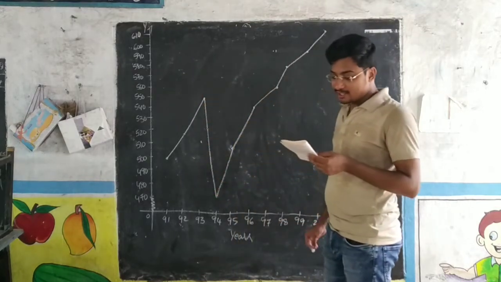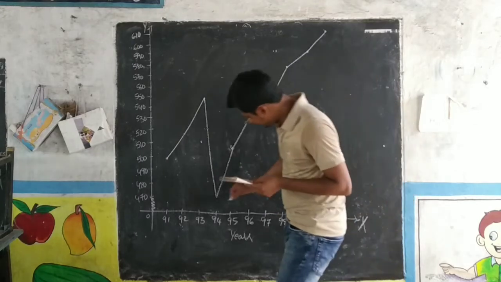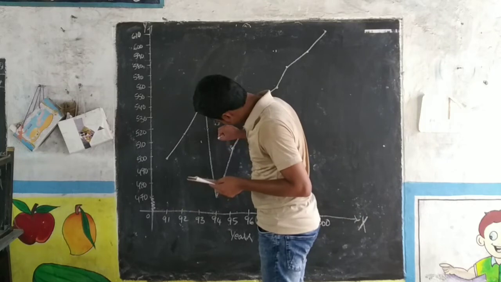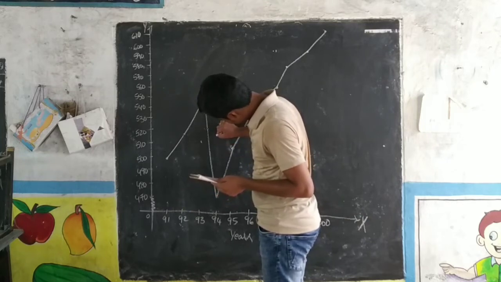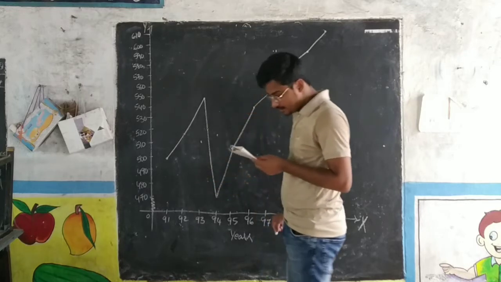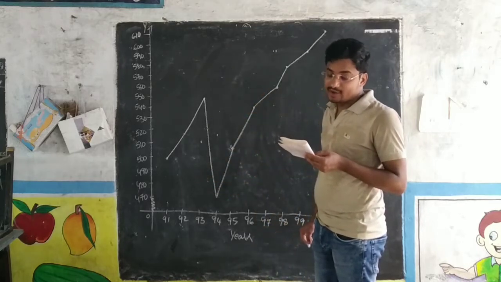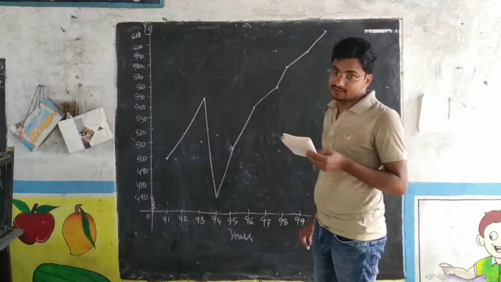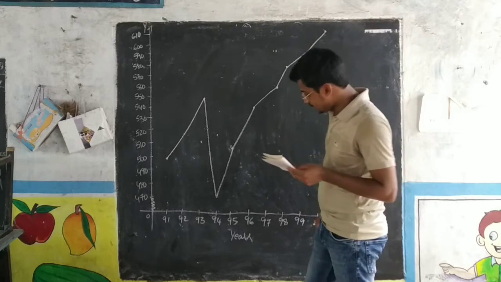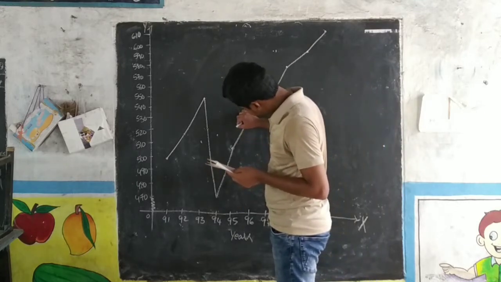Next expected year 1994. Value is 515. Next expected year is 1995. Value is 518.75, which is approximately 519. So 1995, 519.